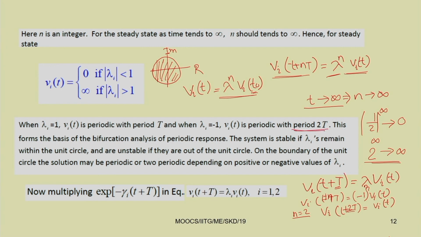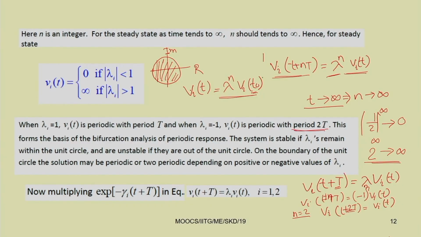So, here you have seen that if lambda_i equals minus 1, then the system is 2 periodic. So, it is a 2 periodic system. It must have a period 2T depending on the lambda value. From this equation you can decide what is the least value of lambda for which this will be periodic or 2 periodic. These form the basis of the bifurcation analysis for periodic response. So, later we will study the stability of the periodic solution.